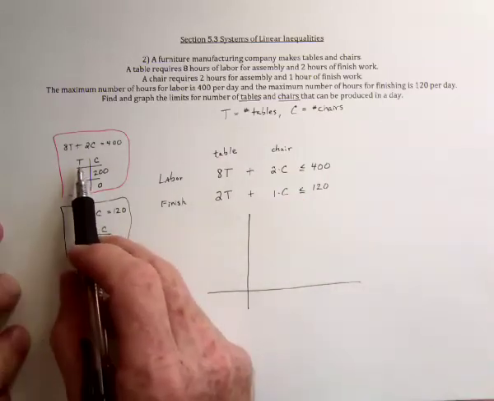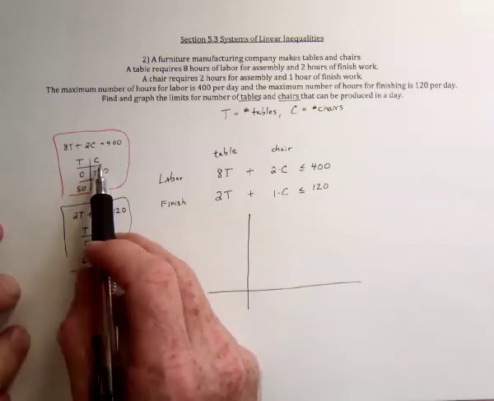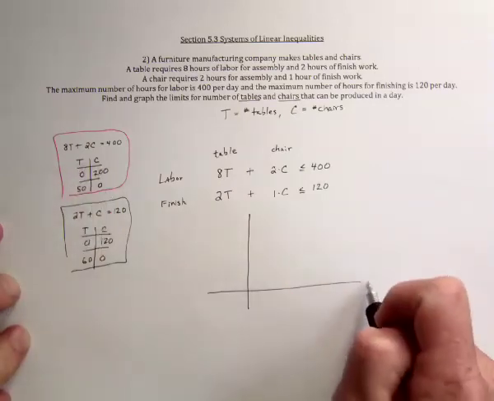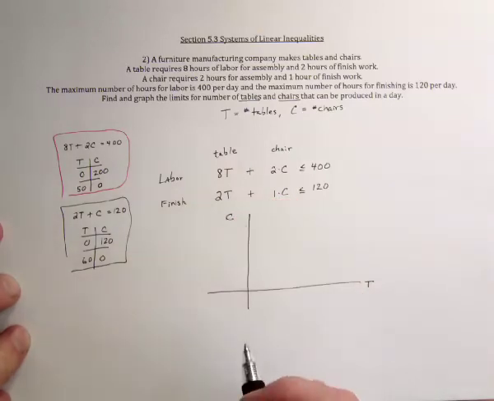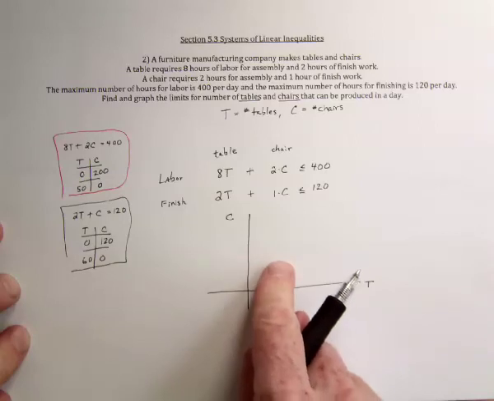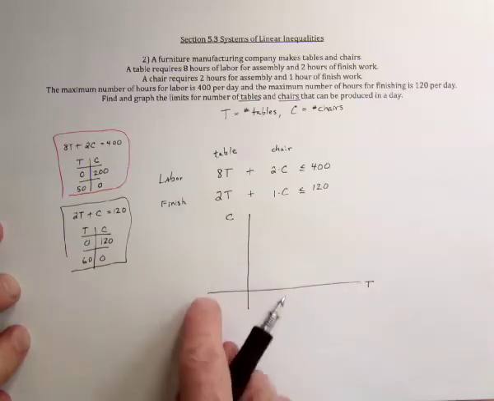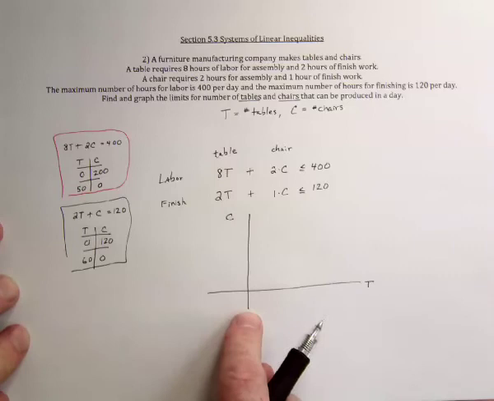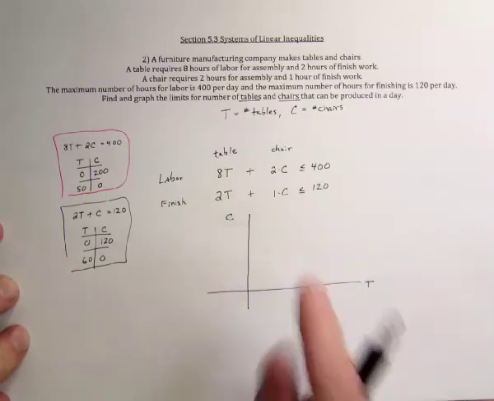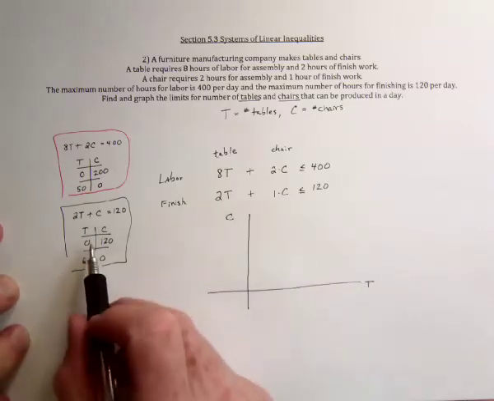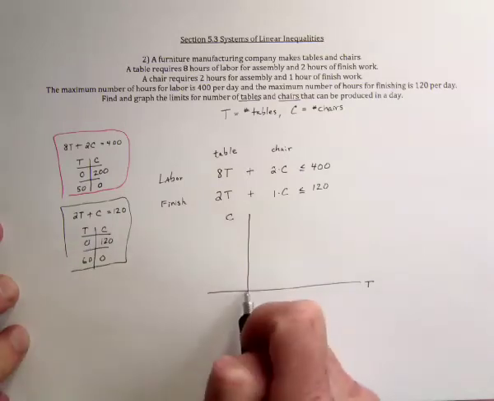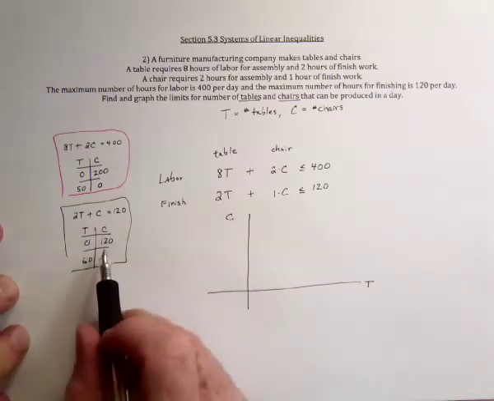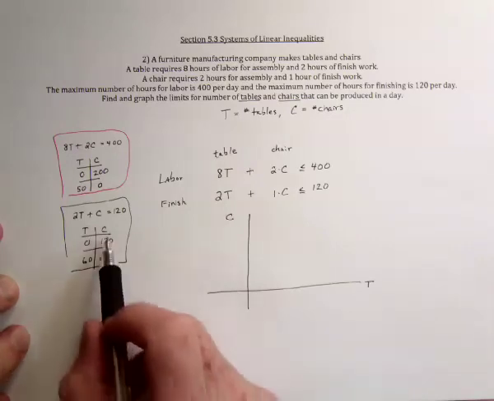So I've basically set it up as if this were the x variable and this were the y variable. So this is going to be the horizontal variable, the number of tables, and vertically is going to be the number of chairs. Also, we need to be graphing only in the first quadrant because negative tables or negative chairs don't make sense. So just graph it in this first quadrant. So with this one, I've got 0 for t and then 120. Let me try and draw this to scale a little bit.